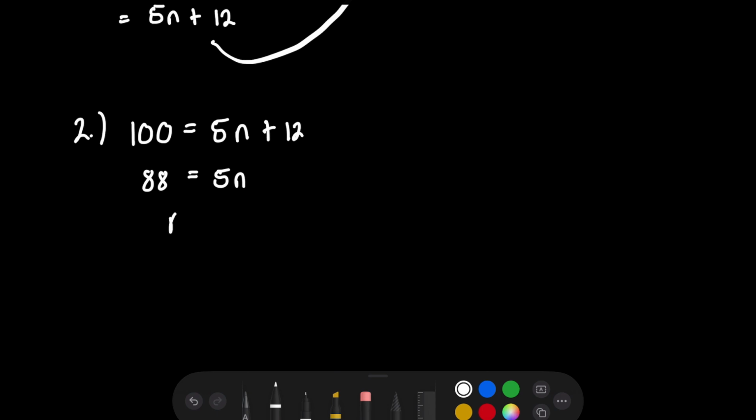5n equals 88. And our answer for n here, let me just do this one in my head as well. It'll be 17.6. So our answer here is another big fat no, as we can't get a term with decimal numbers. We can't get term 17.6.